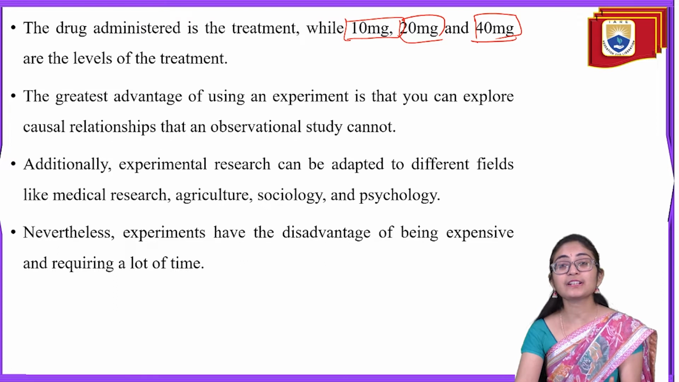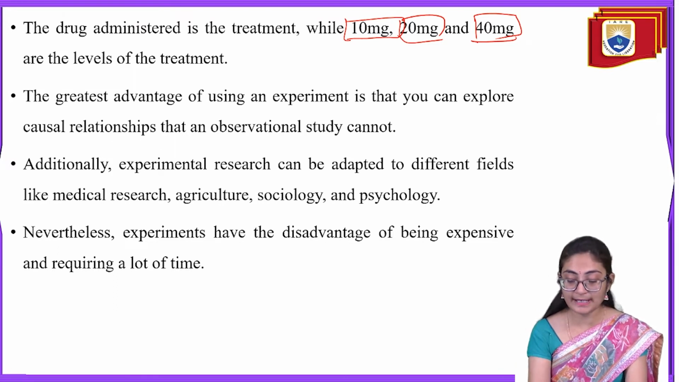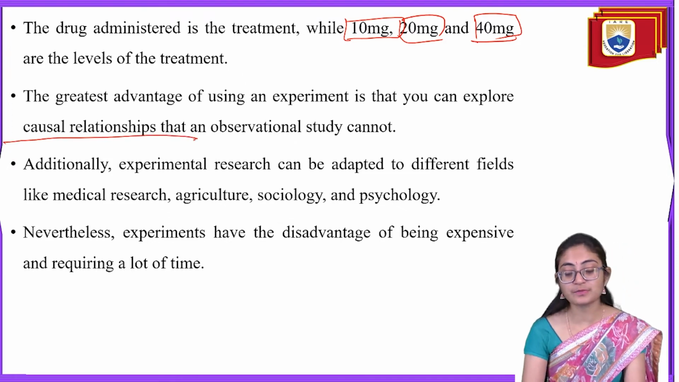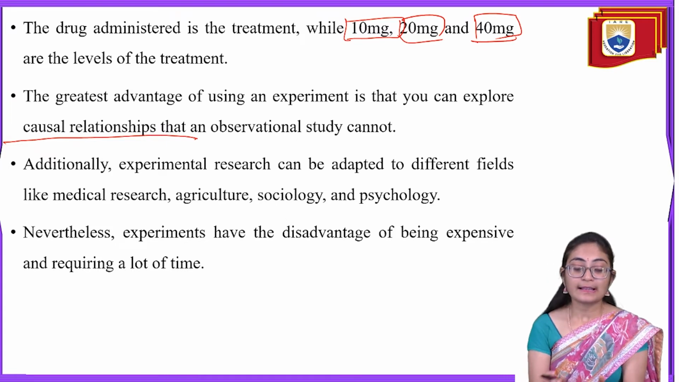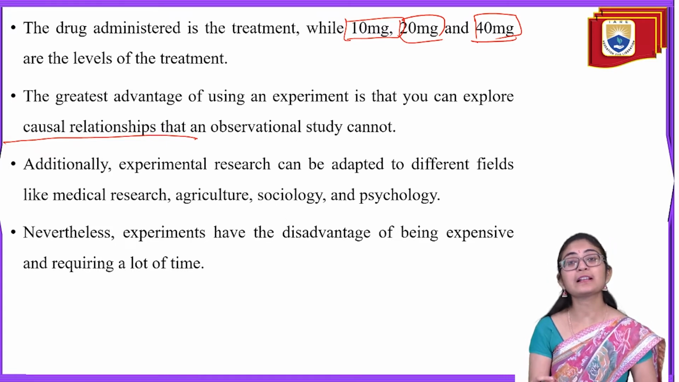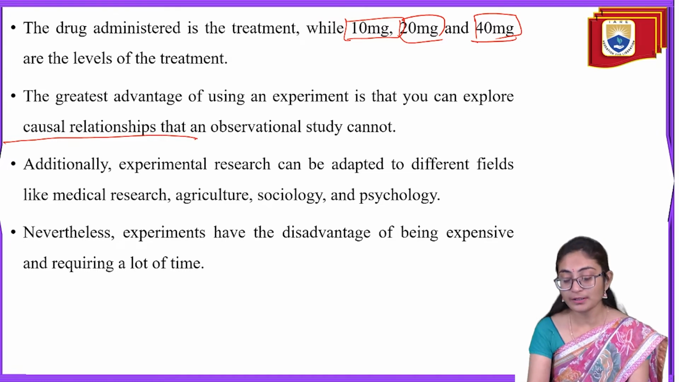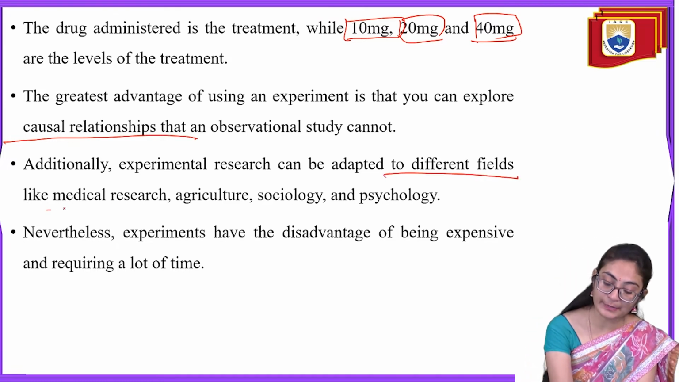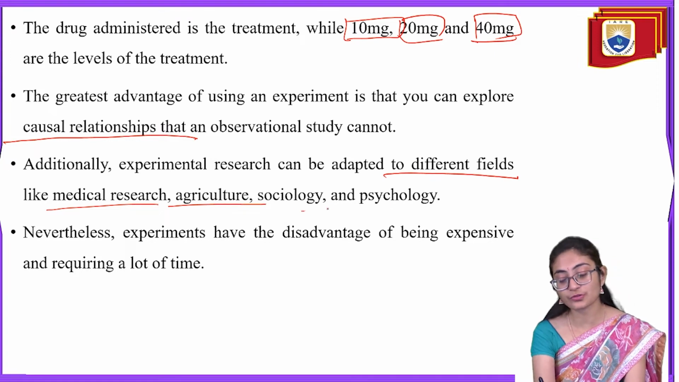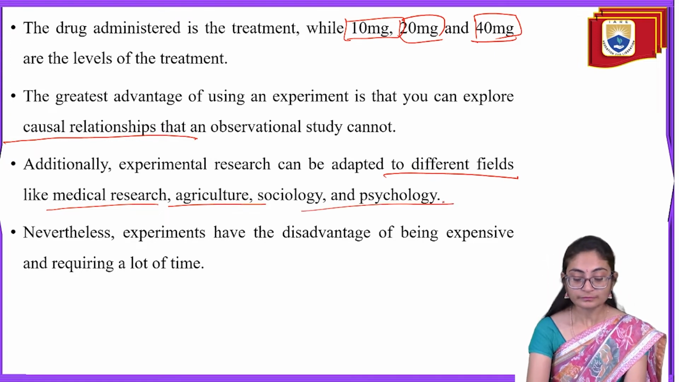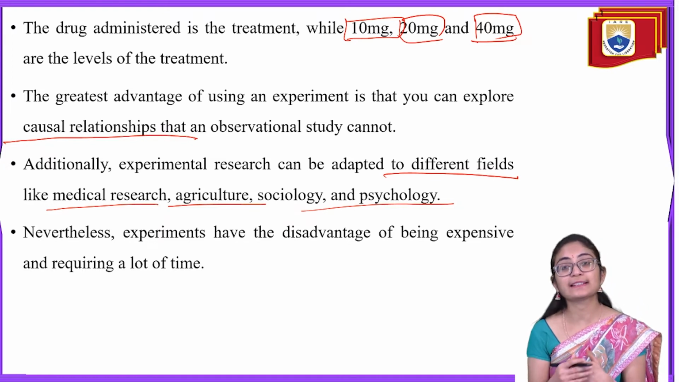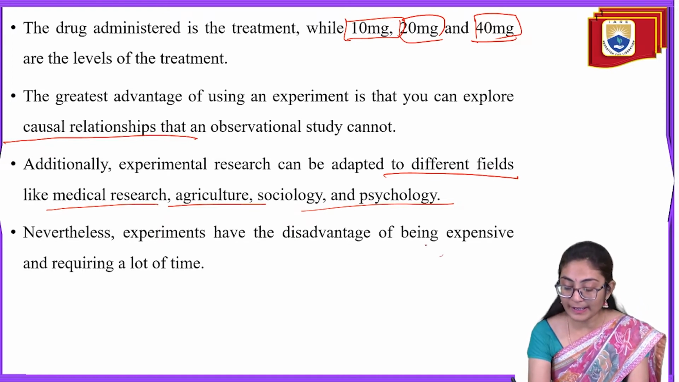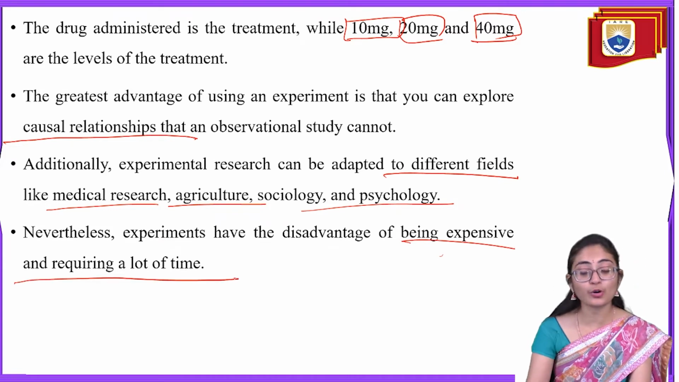And the greatest advantage of using an experiment is that you can explore causal relationships that an observational study cannot. Additionally, experimental research can be adapted to different fields like medical research, agriculture, sociology and psychology. And experiments have one disadvantage also, being expensive and requiring a lot of time.